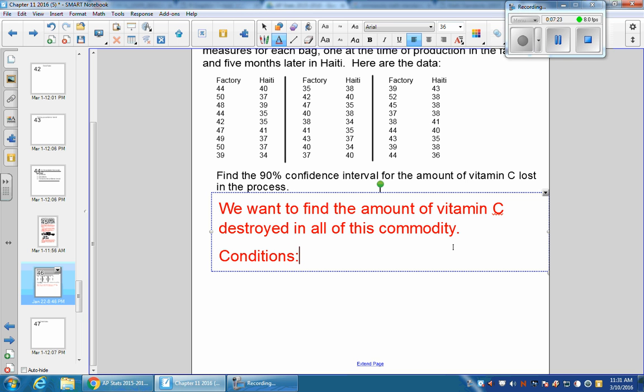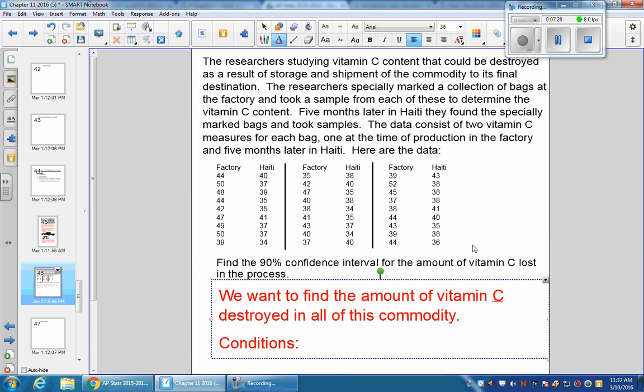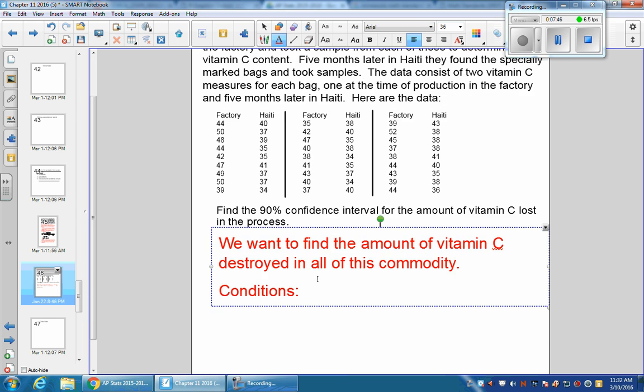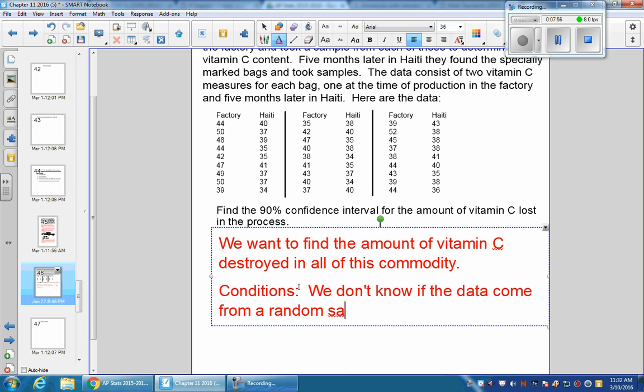This is a one sample t. So first off, we see if it comes from a random sample, and it doesn't necessarily say that these are from a random sample. So we don't know if the data come from a random sample.